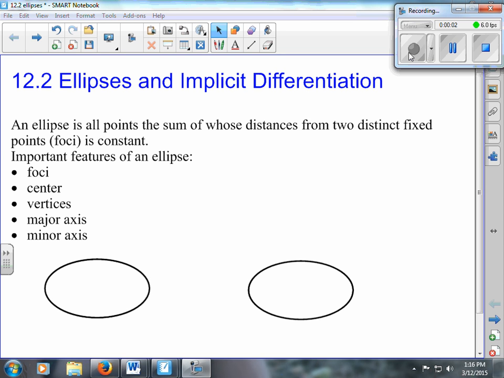Okay, this is section 12.2. We are going to go over ellipses, and I don't think we're going to do another implicit differentiation question because you just did that in 12.1. But we are going to go over ellipses.